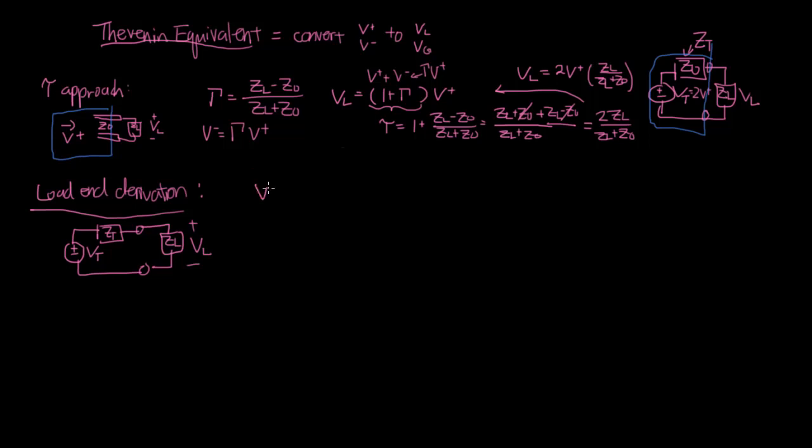The first thing is that the voltage at the load will be equal to the sum of the incident wave and the reflected wave. And the other thing that we know is that the current at the load is going to be equal to the incoming current and the reflected current. So the incoming current is going to be equal to V plus divided by Z naught, and the reflected current is simply going to be V minus divided by Z naught because of Ohm's law, right?